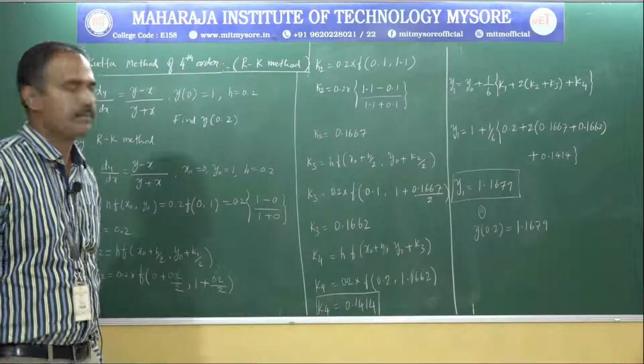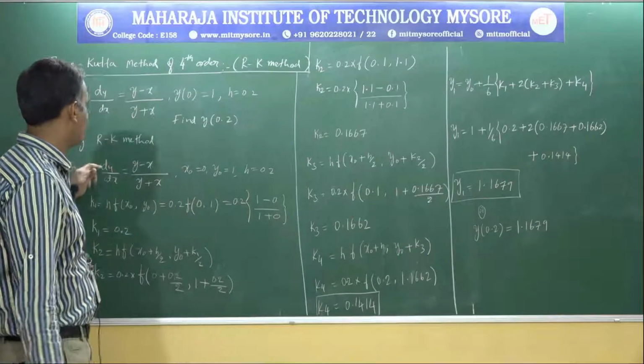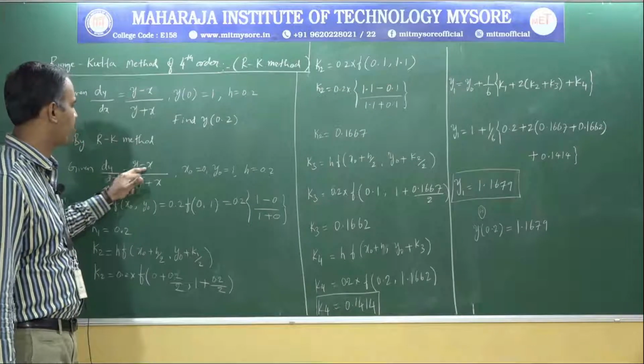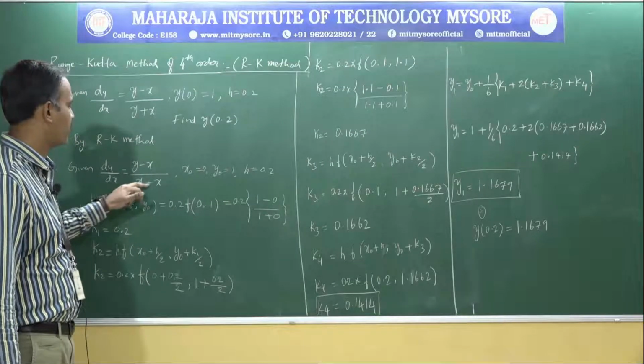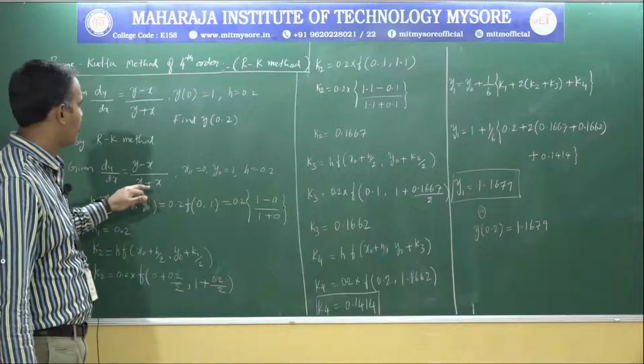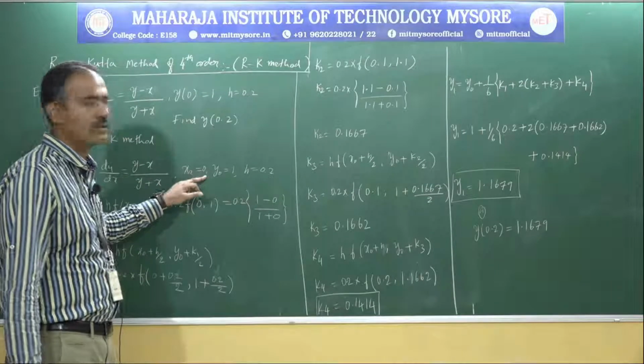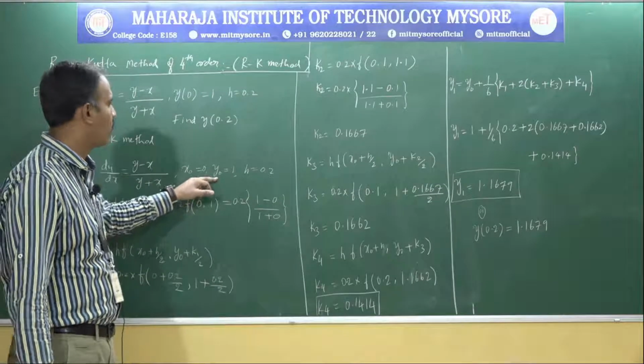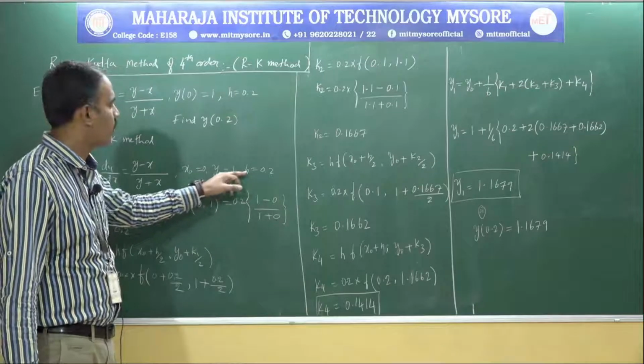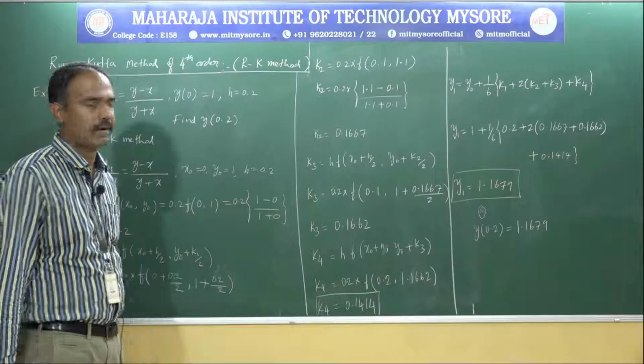Now in the second example, the given function is dy by dx equals y minus x, denominator y plus x. X naught is equal to 0, the initial value, y naught is equal to 1, and h is equal to 0.2.